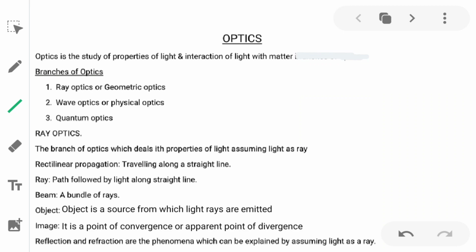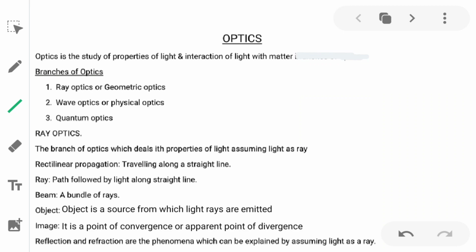Now, optics is categorized mainly into three branches. The first one is ray optics or geometrical optics, the second one is wave optics or physical optics, and the third one is quantum optics. Ray optics is today's topic of interest. It is the branch of optics which deals with the properties of light by assuming light as a ray.